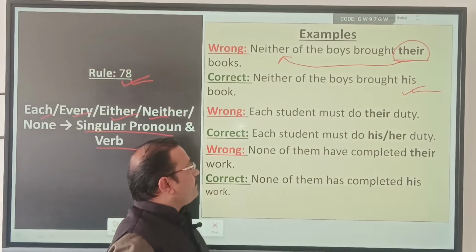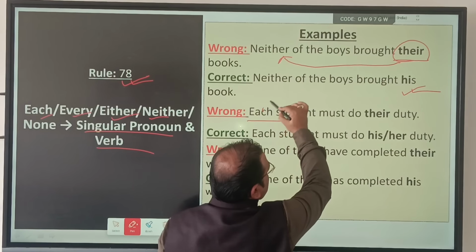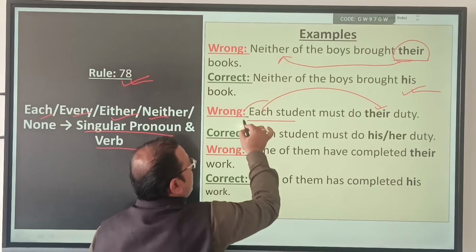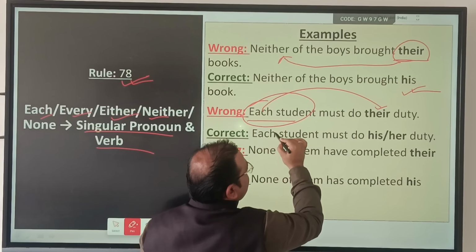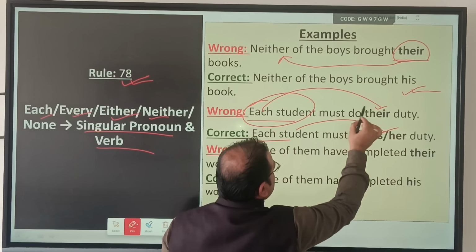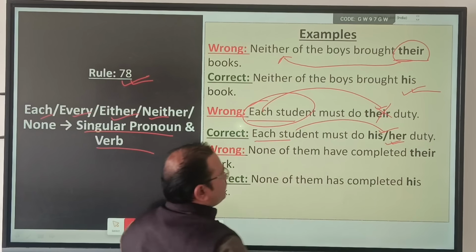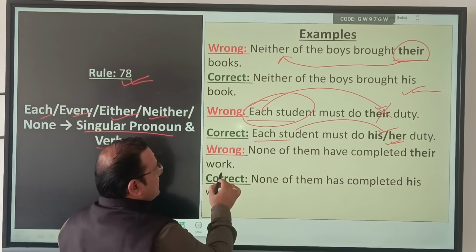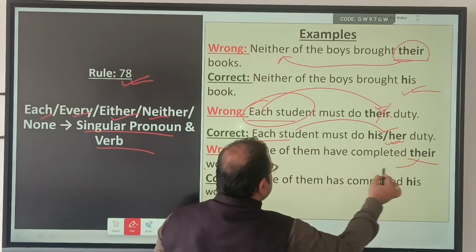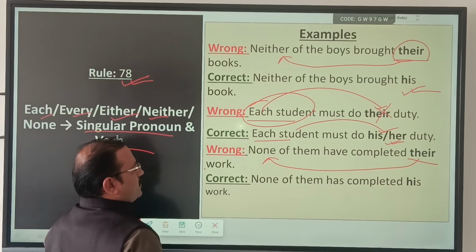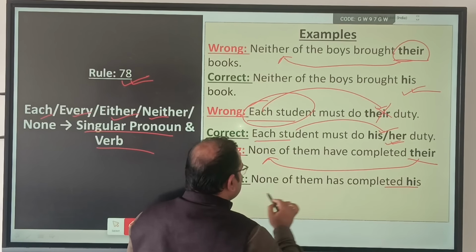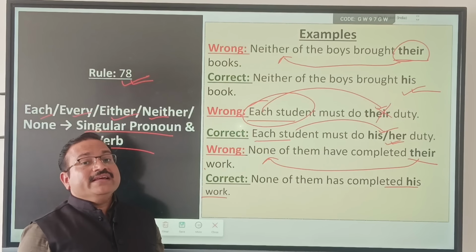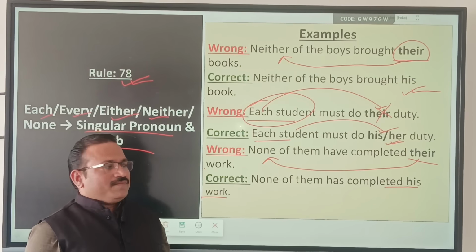Each student must do their duty or his duty. Each student is what? Singular. So each student must do his or her duty. This is wrong. This is right. None of them have completed their work. Their. None is singular. So what? His. So each, every, either, neither, none, they are followed by singular pronouns.